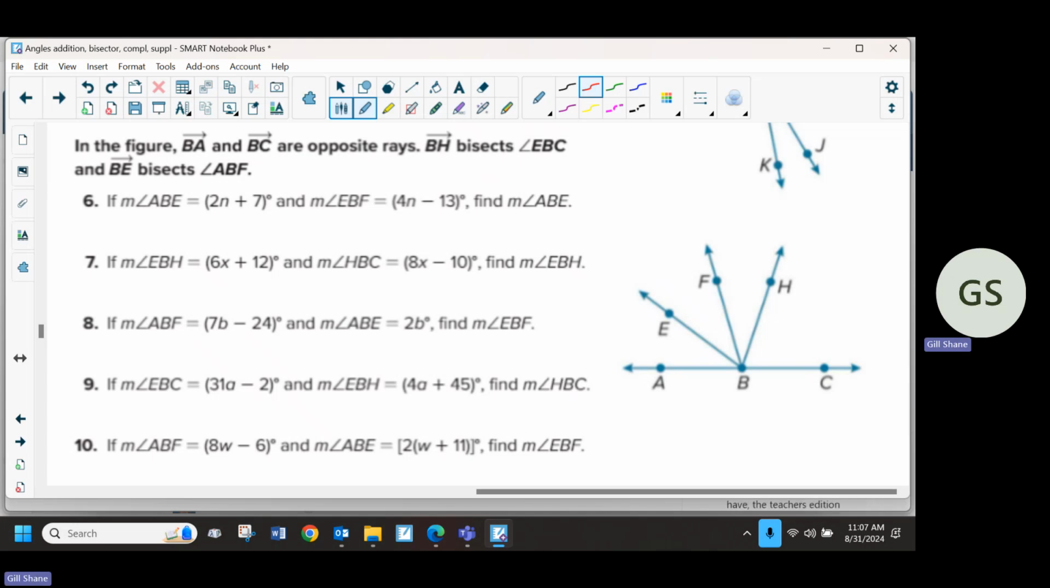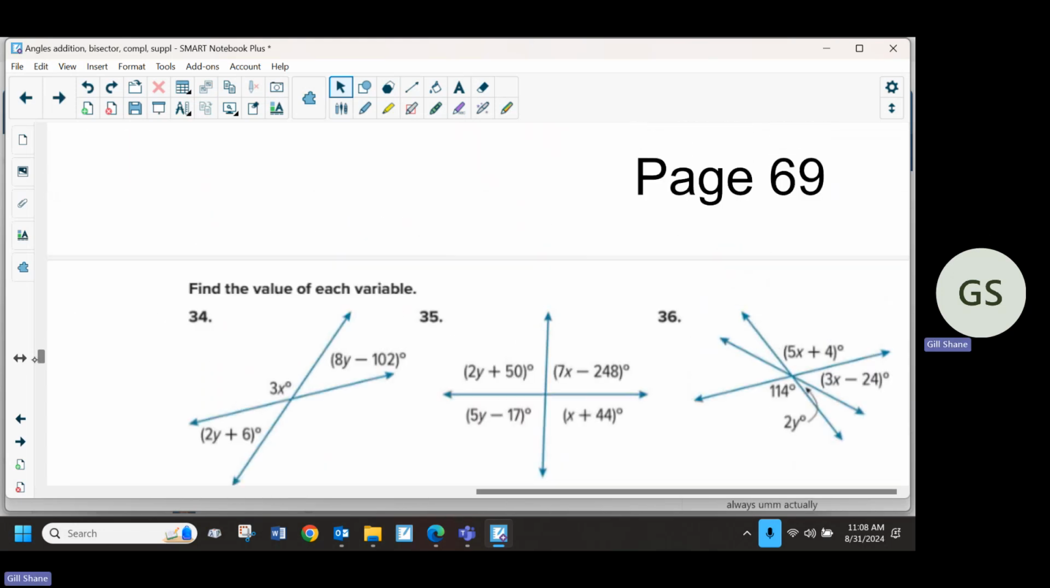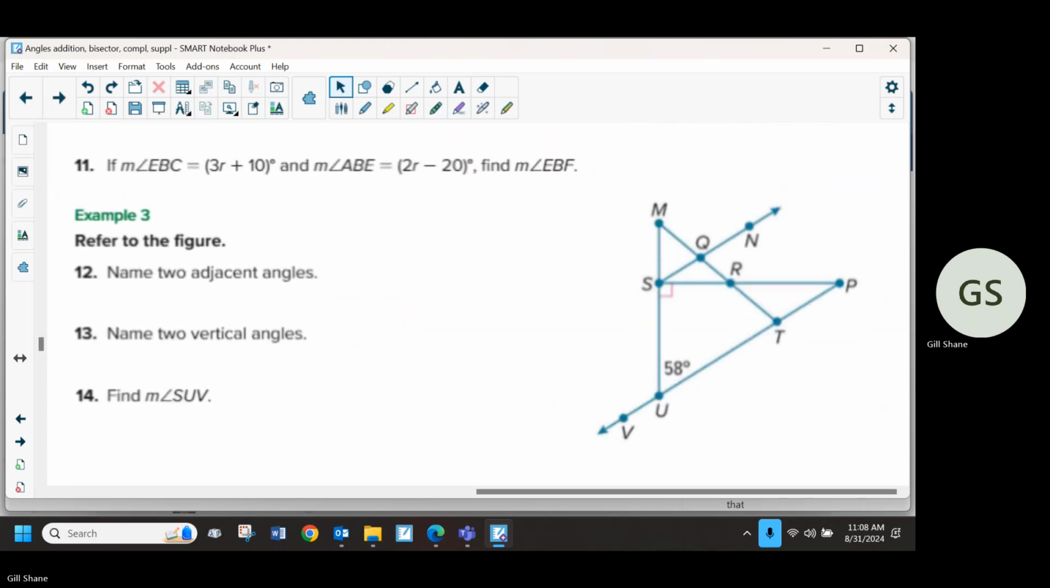All right, so let's skip down. I wish there was a better way to scroll down. Oh, actually, that wasn't too bad. So I said through 11. Two adjacent angles. I'm not going to do any of that. Oh, vertical angles. I will do that.